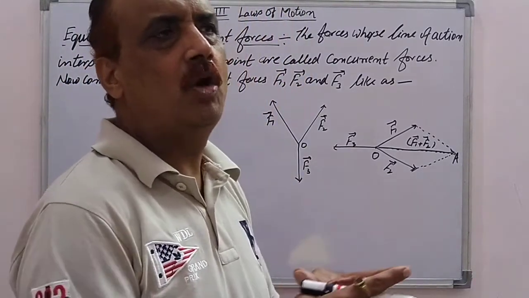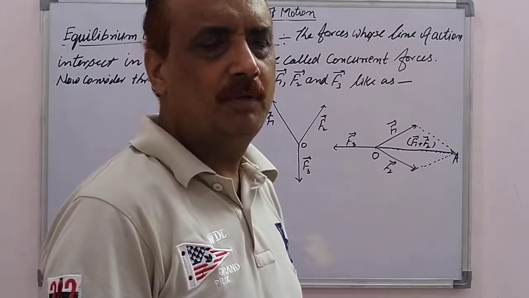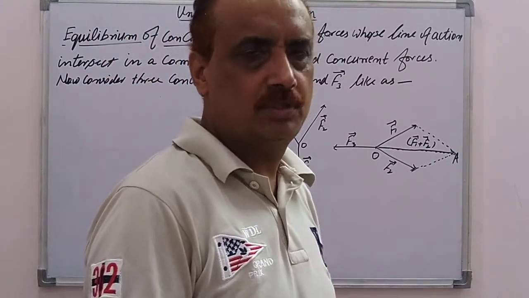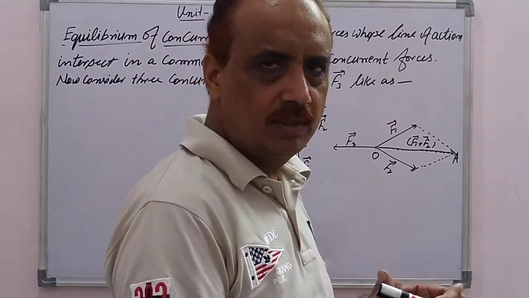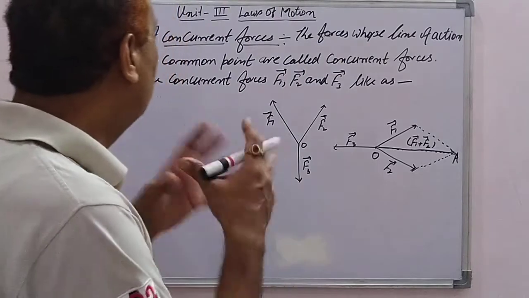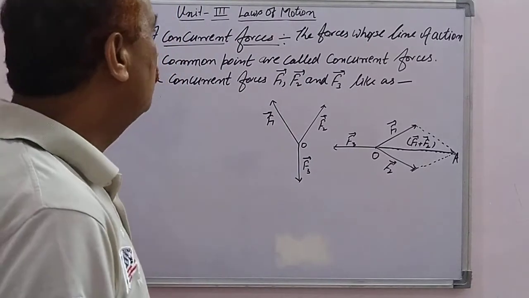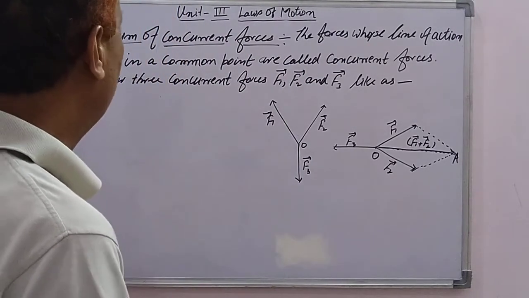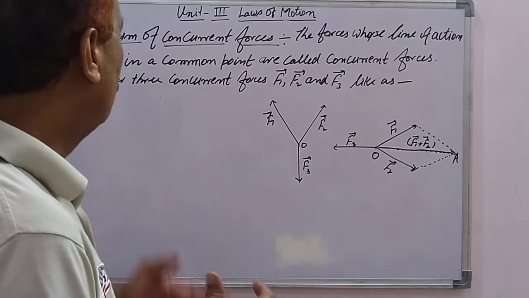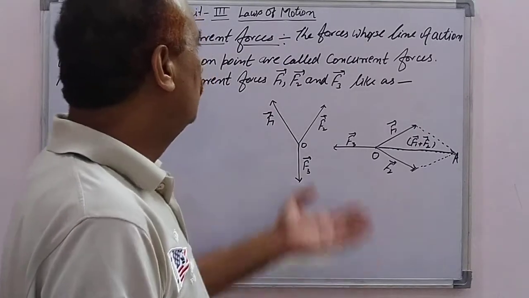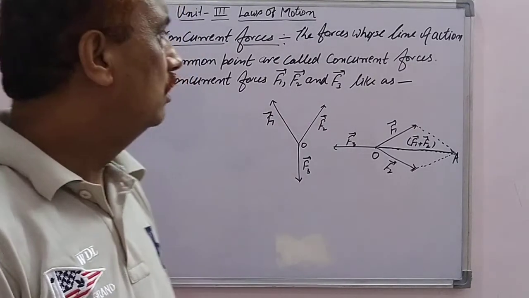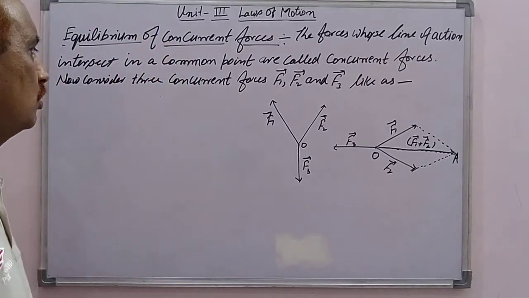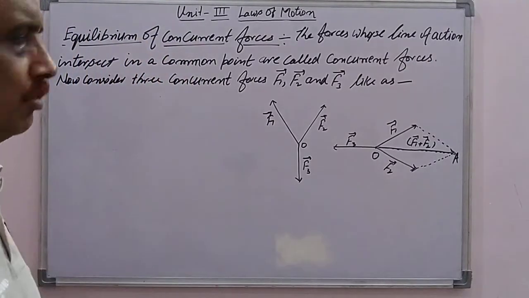then that point will not be moved. The point will remain in the rest position, or if it is moving, it moves in uniform motion continuously. In that situation, the net force acting on the point will be equal to 0. So the definition of concurrent forces is that the forces whose lines of action intersect in a common point are called concurrent forces.